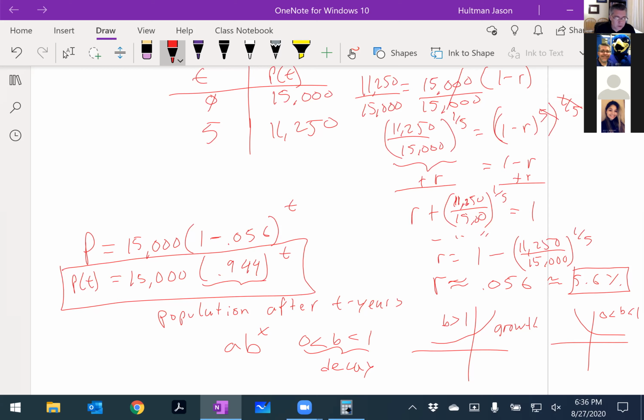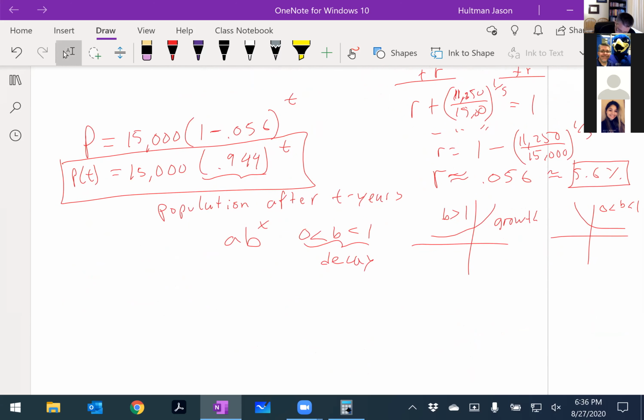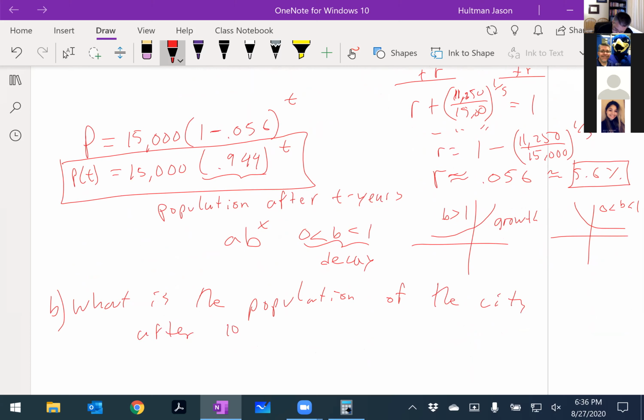Okay, so that's how that works. Let's see what happens after 10 years. What is the population of the town after 10 years? Part B, what is the population of the city? Is it a city or a town? It is a city. Of the city after 10 years.